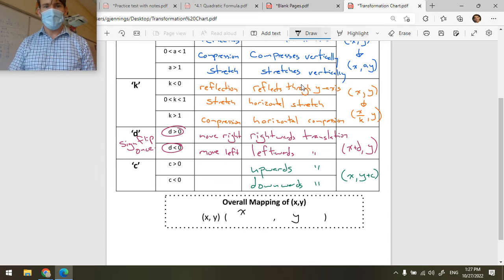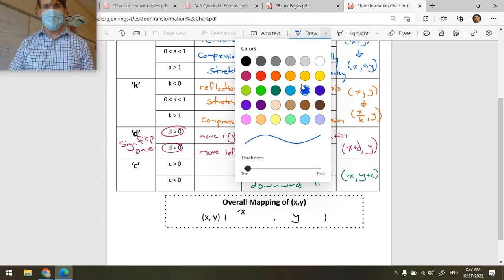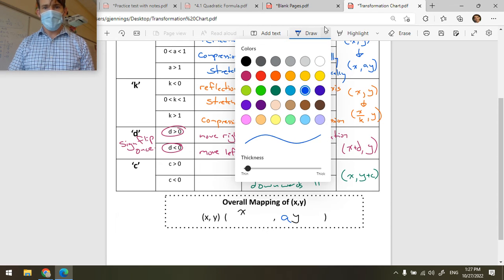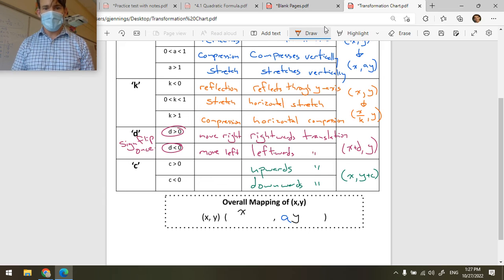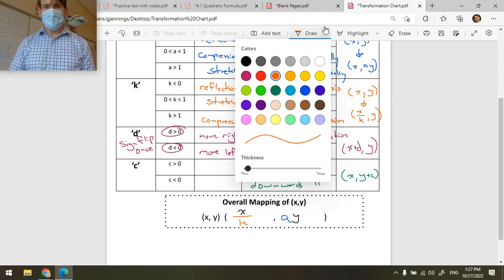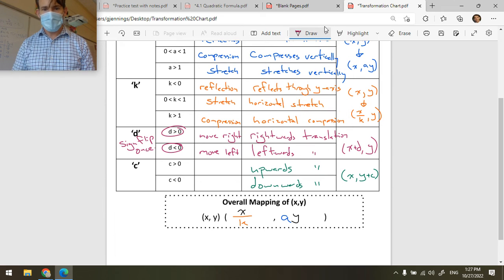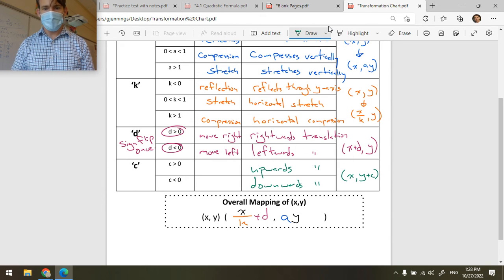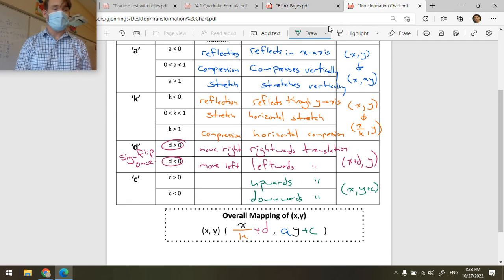But A, we were looking at A with blue, so let's grab our blue pen. So we're going to have A multiplied by y. We have K dividing x. We use purple for D. So we're going to add D to our x after we've divided it by K. And then green was C. So we're going to add C to our A y. And that's the summary of all the transformations that we've looked at. And that's how they go. Any questions about any of those?